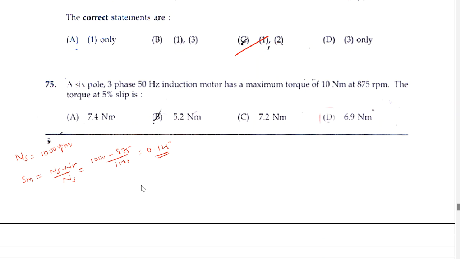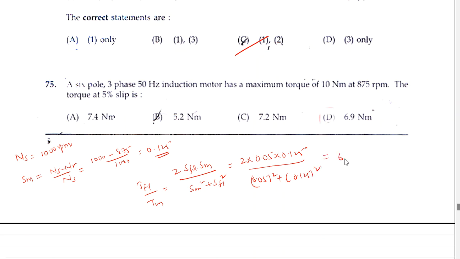Okay. Now I'll write the formula. So TFL by T maximum is equal to 2 SFL into SM divided by SM square plus SFL square. So from this, 2 into SFL value will be 0.05, they have given us a 5% slip, 0.05 into 0.125 divided by 0.05 whole square plus 0.125 whole square. So simplifying this, you'll get the answer as 6.9 Newton meter. Answer will be D here.